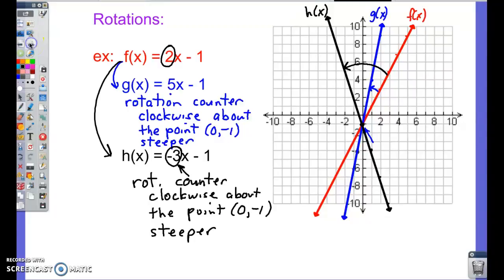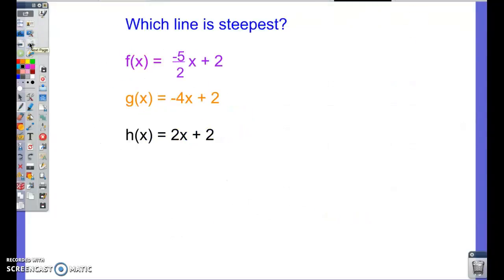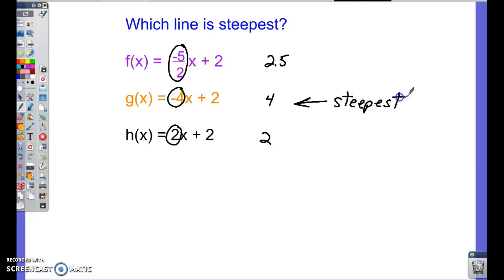Now, the final transformation we're going to look at here, going back to looking at the steepness, if you compare the steepness or rate of change for f of x here, the absolute value is 5/2, or really 2.5. The absolute value of this slope, or rate of change, is 4. And the absolute value of this one is 2. So this number right here would indicate that this would be the steepest line of the 3. So again, we're looking at the absolute value of the slopes.